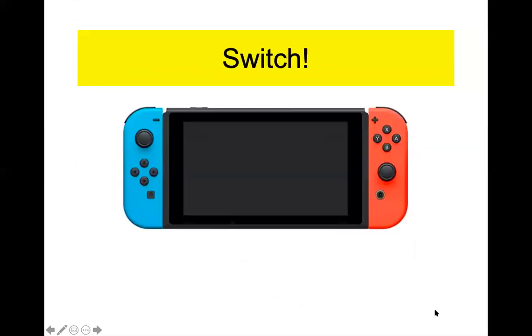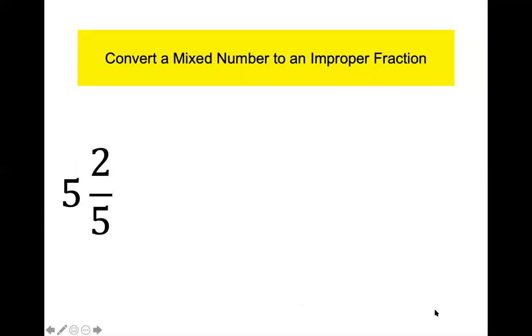Cool. All right, well, let's switch. So now we're going to convert from a mixed number to an improper fraction. Most math teachers have their own little way of teaching this. I'll show you my technique. If you learned another technique and it works great, stick with it. You don't have to learn my technique.